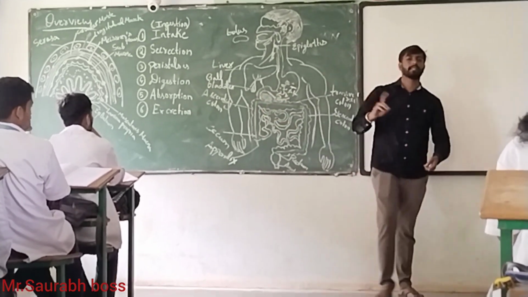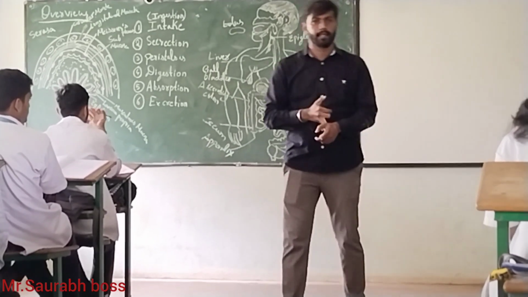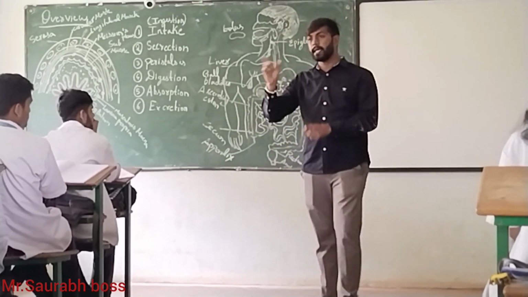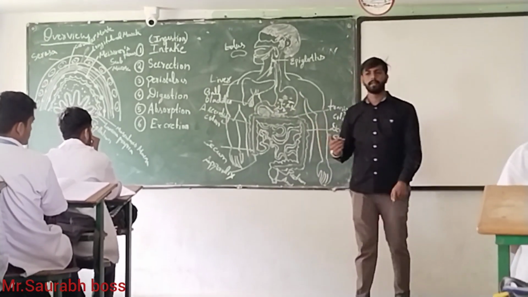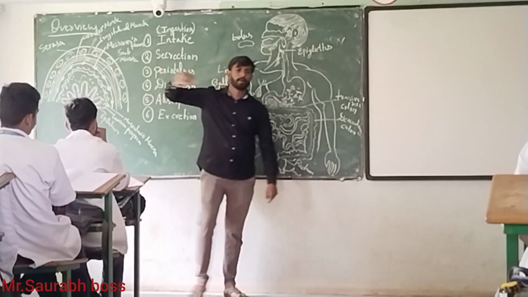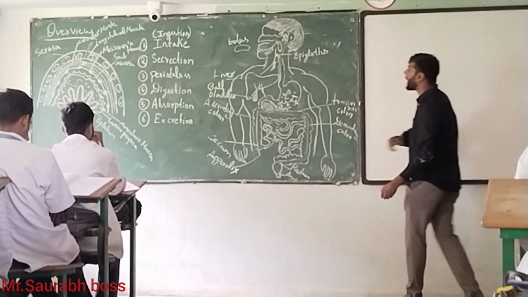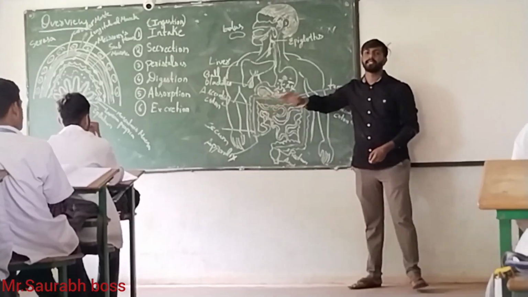That pancreas acts as a mixed gland, nothing but an exocrine gland and an endocrine gland. When you are studying one by one, you will understand more. Today we are just doing an overview. Just try to remember everything. So your pancreas gland is a mixed gland.